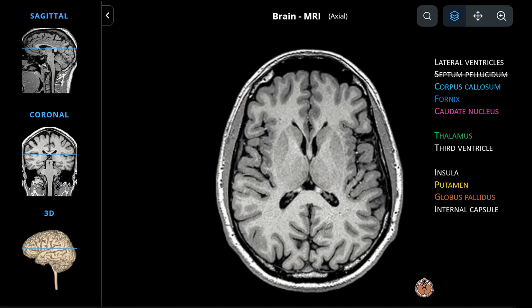Now let's see those. Those can be seen a little more clearly here on MRI, where we have our fornix and our corpus callosum. We have the caudate nucleus here bulging into the lateral ventricles. We have the putamen and globus pallidus and the thalamus. We have the internal capsule. We can see the white matter of that, as well as the insula region.